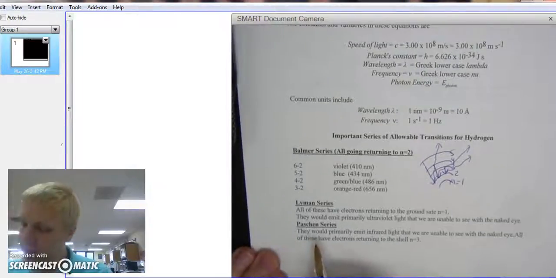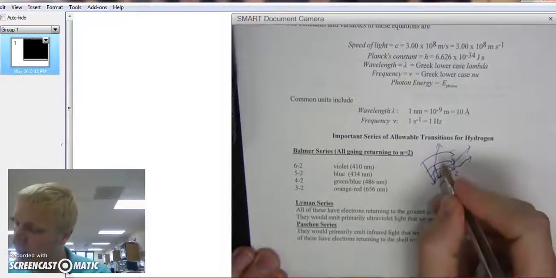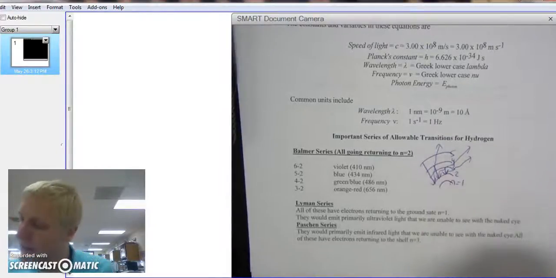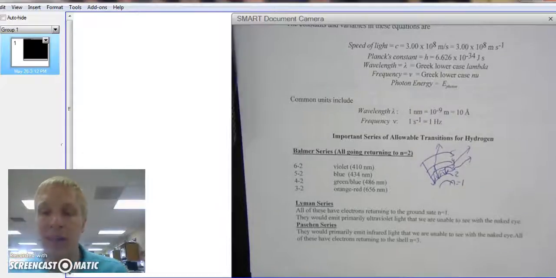Then we have the Paschen series, and this one is where it ends at 3, n equals 3. And for this one, the line spectrum is going to fall into the infrared. And the infrared has a lower energy than the ultraviolet.